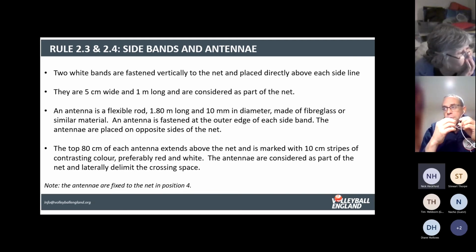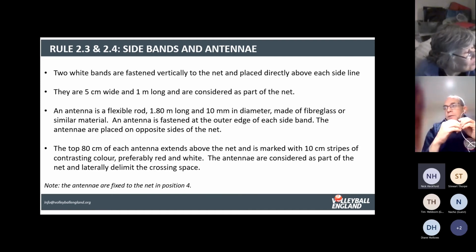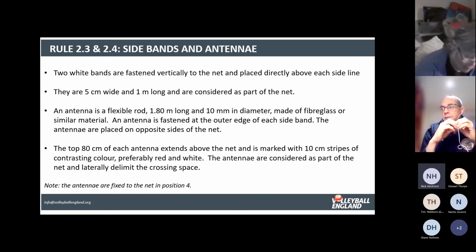An antenna is a flexible rod, 1.8 meters long and 10 millimeters in diameter, and 1 meter of it is inside the sideband, and 80 centimeters of it is extending above the net, and that 80 centimeters is marked with 10 centimeter stripes of contrasting color, preferably red and white. The antennas are considered as part of the net, and they laterally delimit the crossing space.